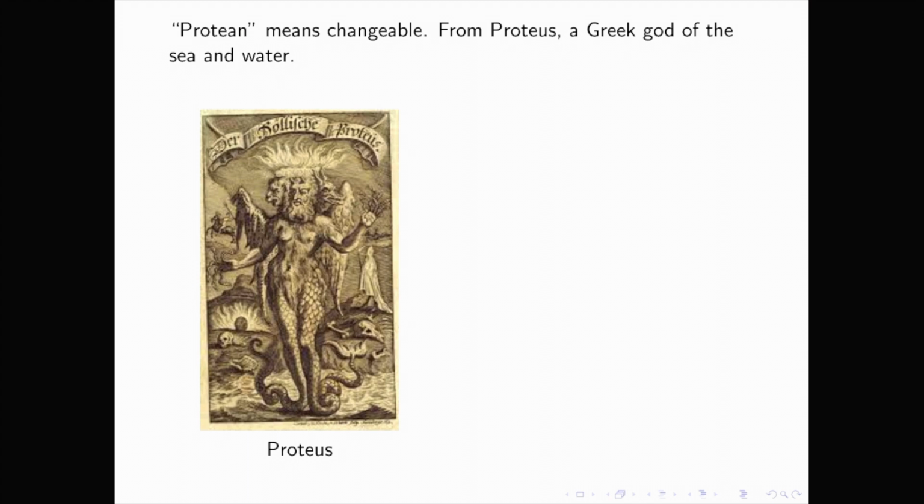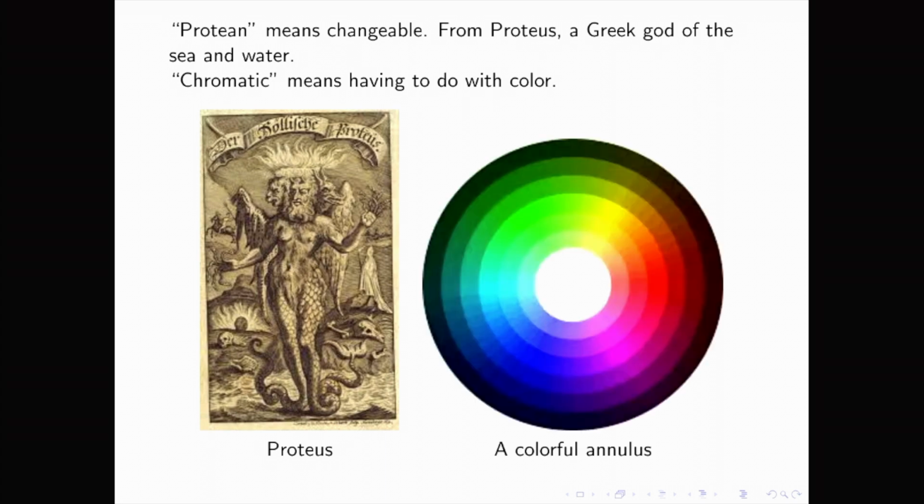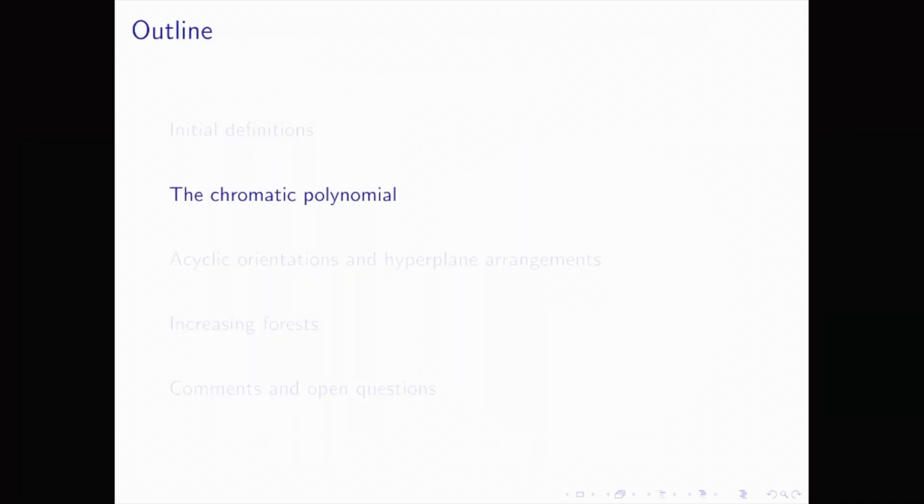The next word is chromatic. And despite the fact that I am a musician, chromatic here has nothing to do with the musical scale. Chromatic is talking about color. So here's a colorful annulus. And then the last word of the title is polynomial, and I certainly don't need to tell people in this audience what a polynomial is, but it may not be clear what a chromatic polynomial is. So that's our next order of business. What is the chromatic polynomial?